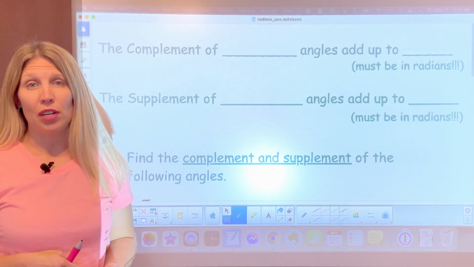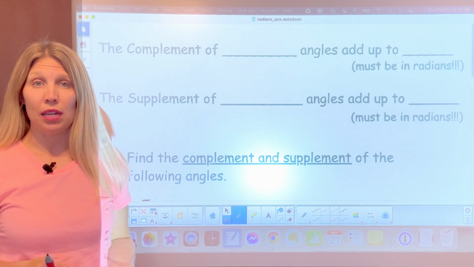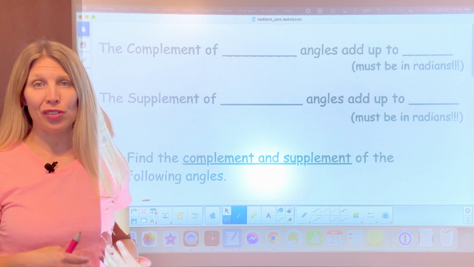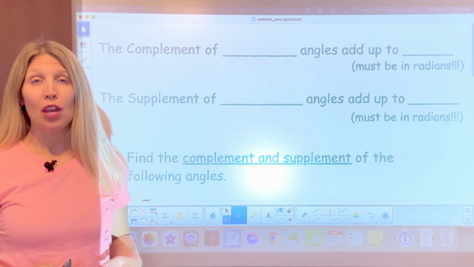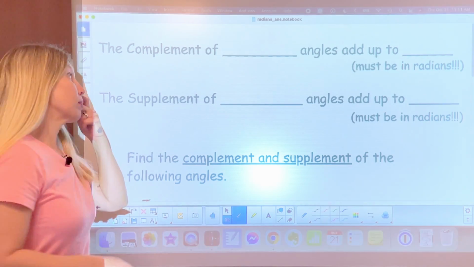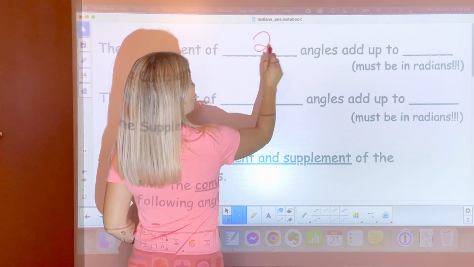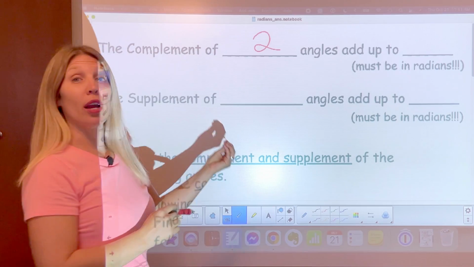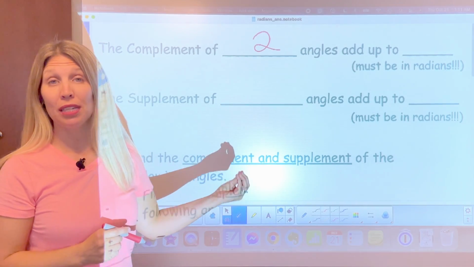The next part that you need to understand in how to deal with radians is when we're dealing with the complement and the supplement of an angle. So again, the complement and the supplement, it's when you're adding up 2 angles. The complement is when you add 2 angles, and when we were talking in degrees, it was when they added up to 90 degrees.